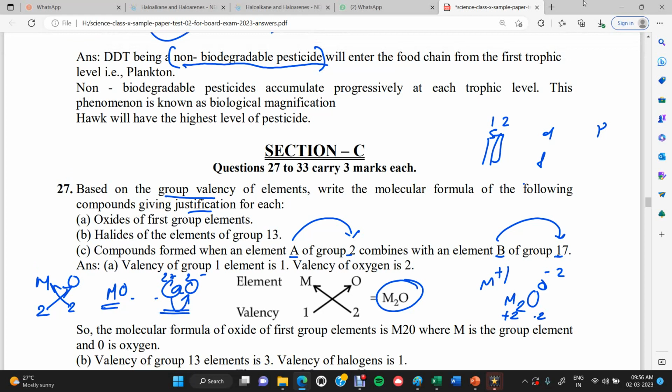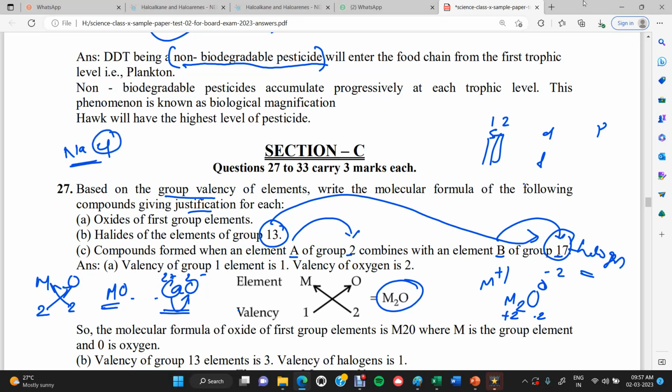Then halides of elements of group 13. Halogens: chlorine, fluorine, bromine, iodine. Group 17 elements are called halogens. If group 13 elements react with group 17, they form the halides. Halogens react with other elements to form halides. Let me give an example: sodium is a first group element, chlorine is a 17th group element. So this is called a halide compound, NaCl. Cl is a halogen, so we call it a halide. So here, halides of elements of group 13.